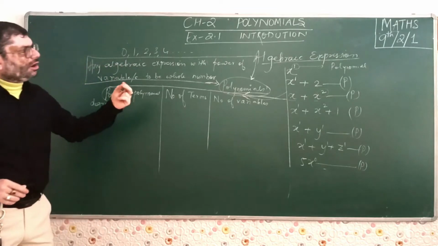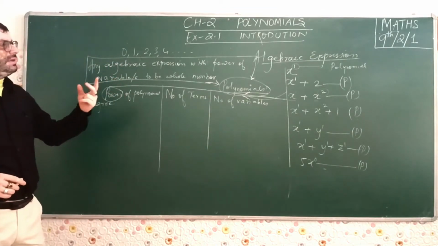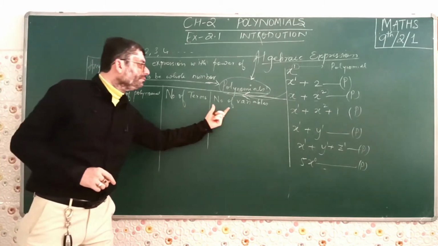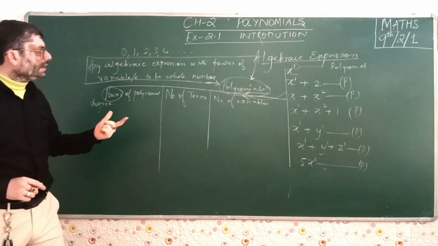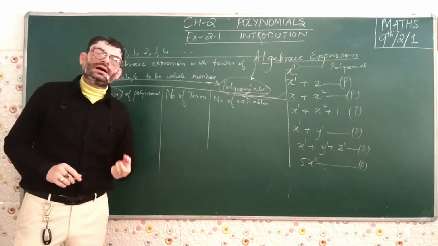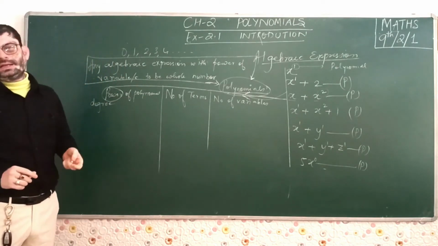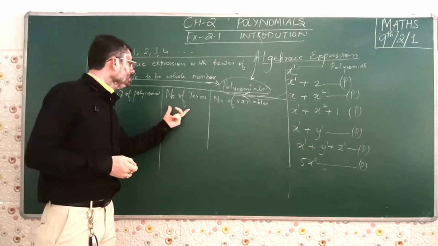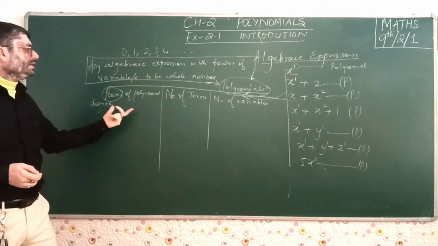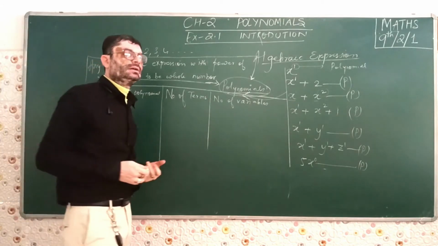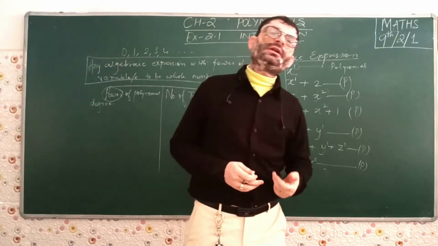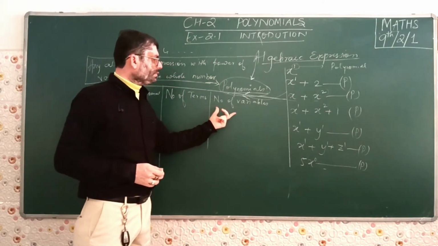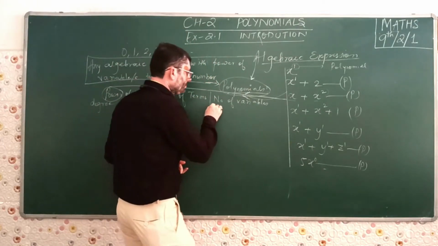Now for any of the polynomials, we have three things to be observed. One is how many variables are there. Second, how many number of terms are there. And third, what is the degree of the polynomial. Basing on these number of terms and degree of polynomials, we have categorized polynomials into different types of polynomials. But let us move on first with number of variables.